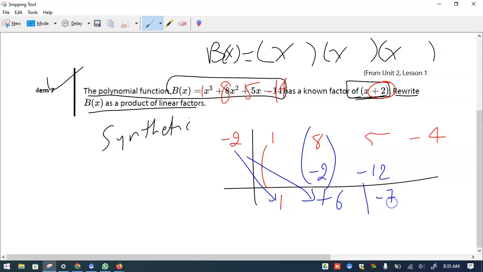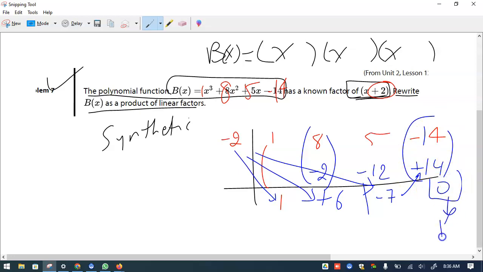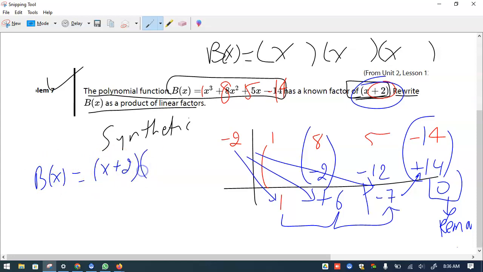So this will be 5 minus 7, and then you can see minus 2 times minus 7 is 14 here, so plus 14, and this together is 0. So there you go, the remainder is 0. What is 0? That means this one is a factor, but then the main numbers are these, to create a quadratic. So the first factor is x plus 2, and the other factor is also the quotient when divided by x plus 2. So it is 1x squared plus 6x and then minus 7.